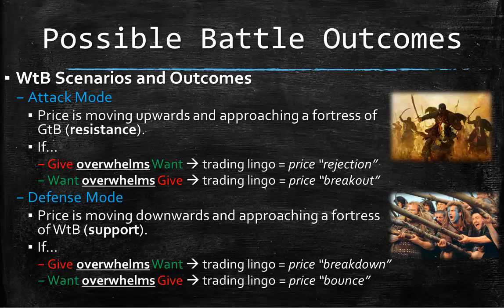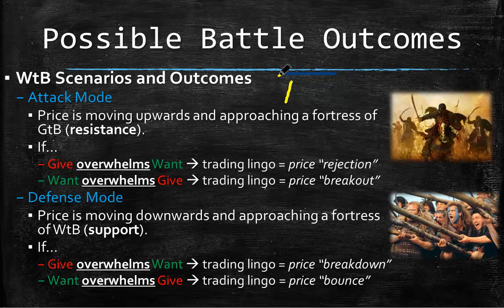We are going to look at things from Wanter the bull scenarios and outcomes. So when Wanter the bull is in attack mode, they hop on their horses and they are charging, the price is moving upwards and approaching a fortress of Giver the bear. So that's what attack mode would be. Remember, I already drew that out. Attack, attack, attack, attack. The price is moving upwards, and somewhere on the chart, there is an area where in the previous history, this has shown to have knocked down the price.